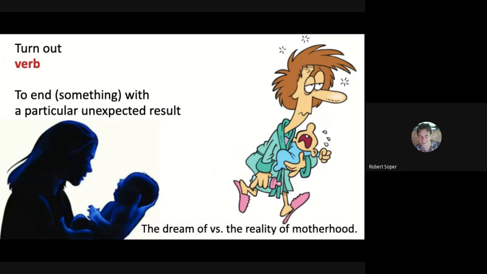So because you thought it was easy, that was the expected result. But in the end, it was difficult. That was unexpected. So you could say something like, I thought it would be easy, but it turned out to be difficult. That's basically showing something that ended with a particular unexpected result.